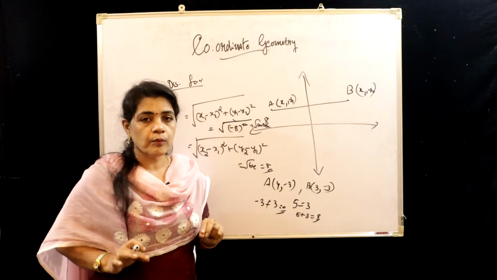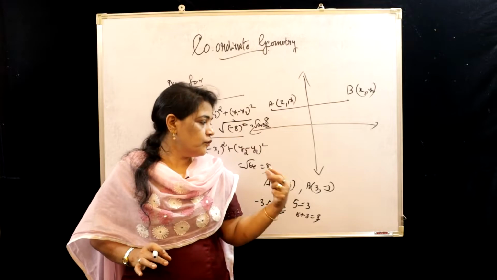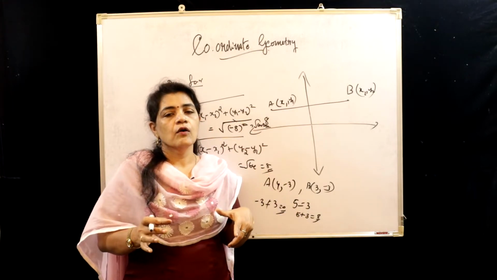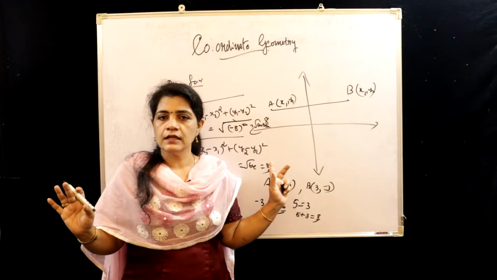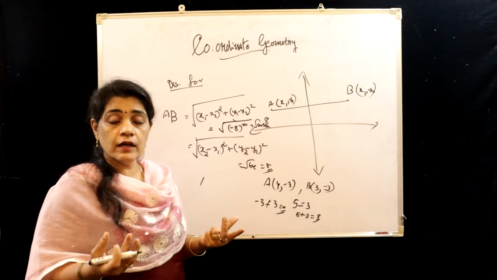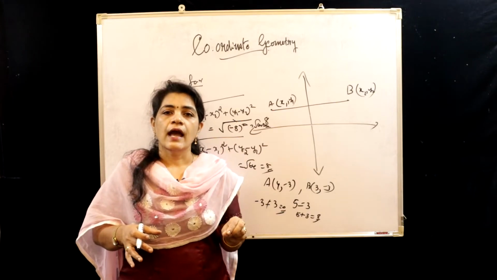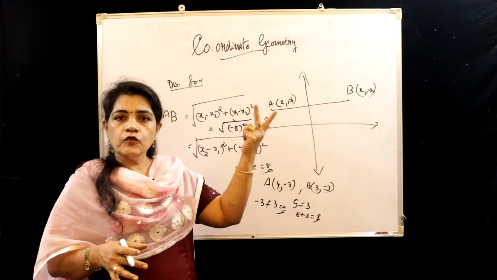So before you apply the formula, you look at the coordinates. If they are of this form, you can simply take the difference. That will give you the distance between 2 points. The point is clear, children? And the second point is, suppose you are having 2 points. One point is the origin and you can mark any point anywhere in the 4 quadrants.